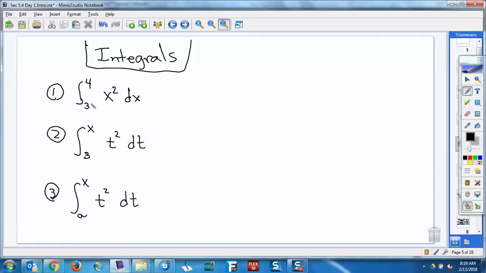Because there's no problem. This is a definite interval. Now, I could have put t's here, but if I didn't need to, I could put t's or z's or u's or w's or whatever in here. It's a parabola. This is the area under a parabola from 3 to 4. Okay, so how would we work this out?